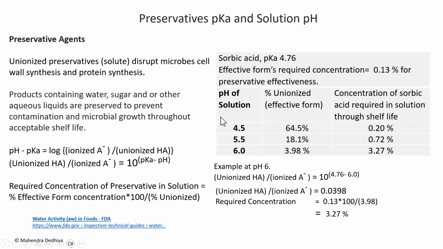Whereas at pH 4.5, 0.2% will be required. At pH 2.76, essentially all of the sorbic acid will exist as unionized or effective. However, pH 2.76 is going to be very low and acidic. So this needs to be considered in formulation dosage form.